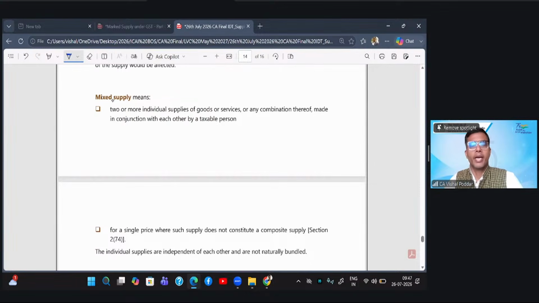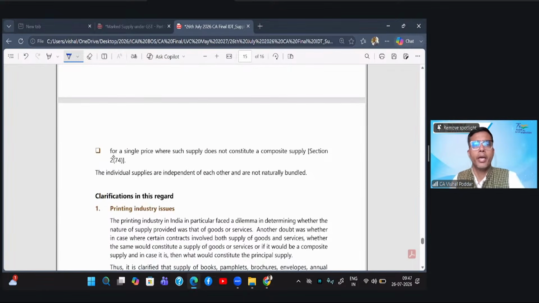Then students, the next category is mixed supply. What is mixed supply? Two or more individual supplies. So here again there is more than one individual supply, or there is a combination which is made in conjunction with each other by a taxable person, and most important, it is compulsorily for a single price and it is not amounting to a composite supply.